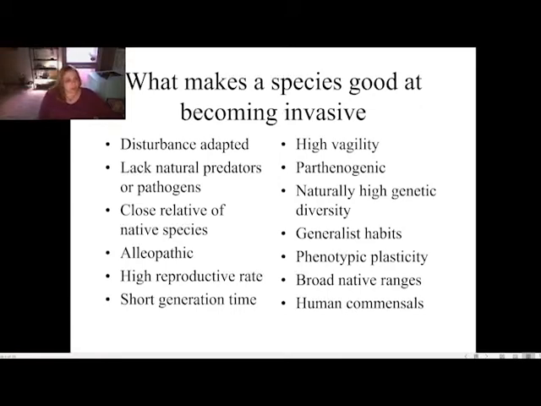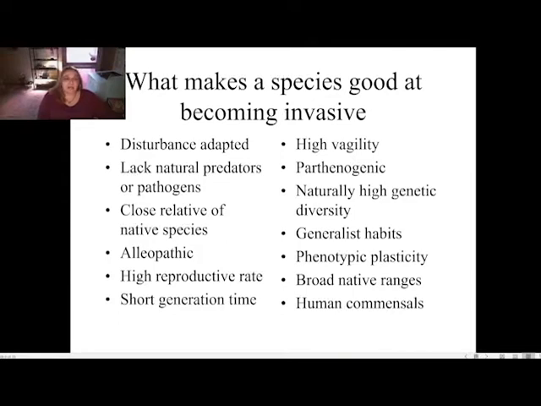A lot of times they'll also have high reproductive rates. If you can reproduce faster, you can get more individuals in the environment and take over quicker. Short generation times go into being able to create new individuals quickly. They also have high vagility, which means they're very good dispersers. They can spread across the landscape pretty well.